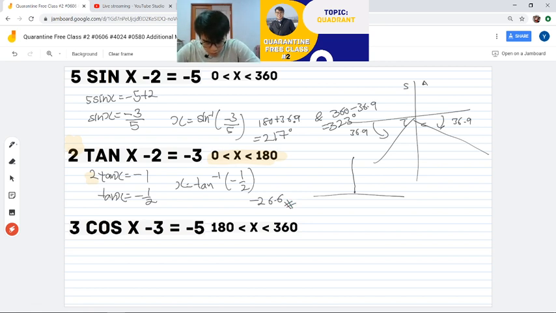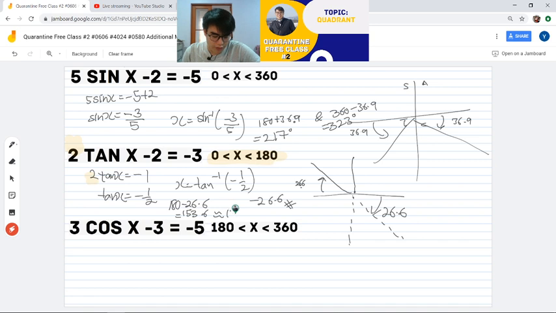Okay, so this line over here is just to represent what's happening. Here to here, the distance is 26.6. Same goes to here. So to get the exact answer that the examiner is looking for, what you should do is take 180 minus 26.6. So your answer should be 153.6, or you can just write it as 154 degrees.